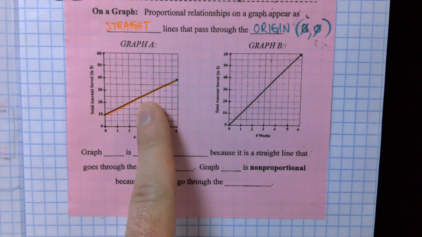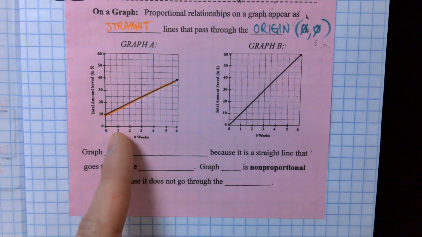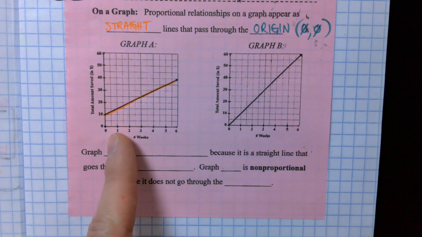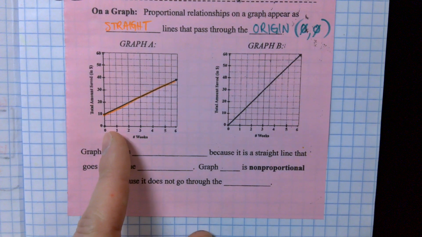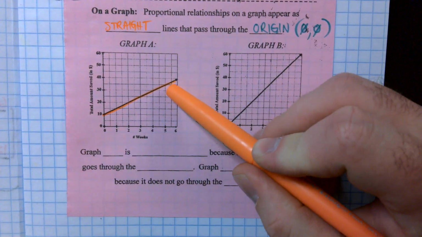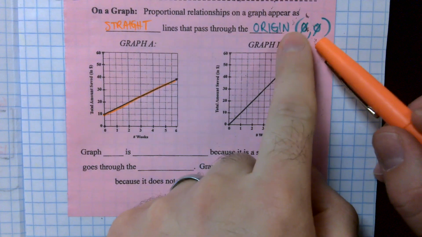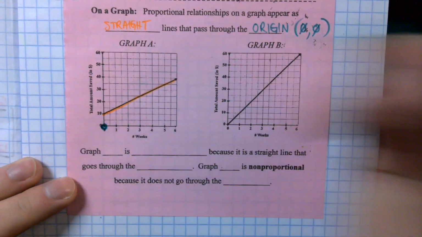No, okay, let's be careful, right? The first thing is this orange line. Is this orange line a straight line? Yes. It is a straight line. But does it go through the origin? No. Here's my origin right there.